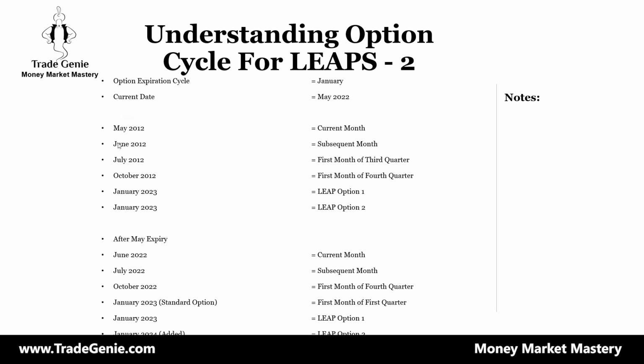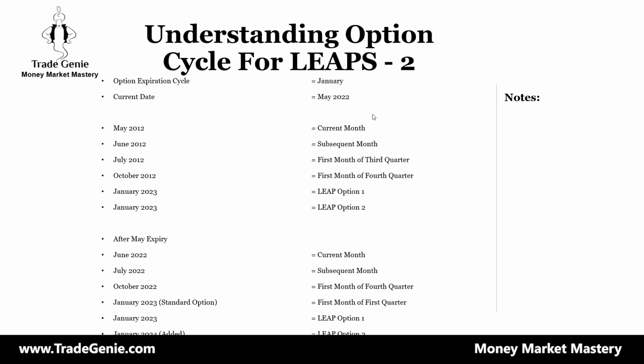The subsequent month will be June 2022, the current month and the subsequent month. And then, because it belongs to the January cycle, it will have another month after June, which will be July 2022 as the first month of the third quarter, and October 2022 as the first month of the fourth quarter. So this is the same as any option.